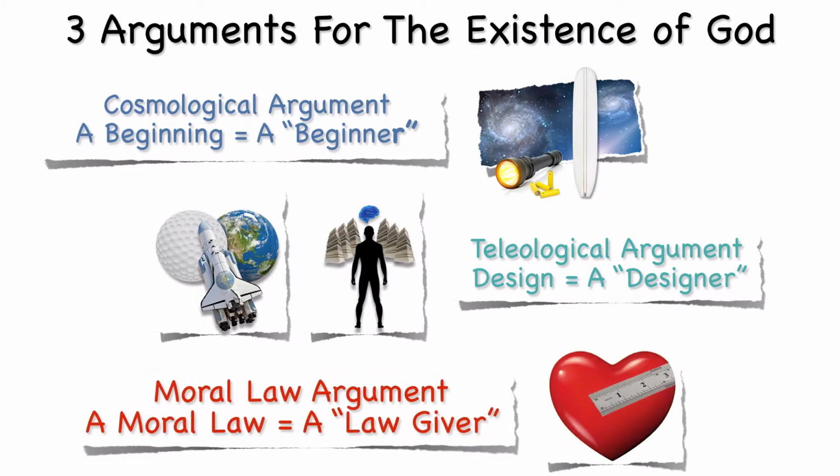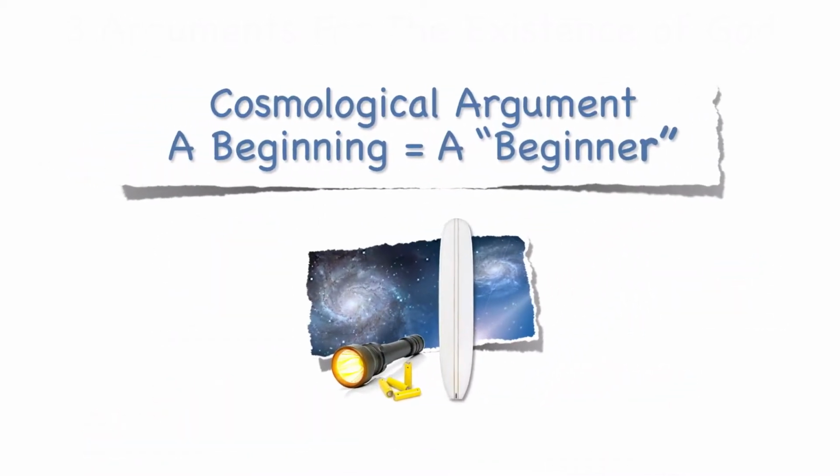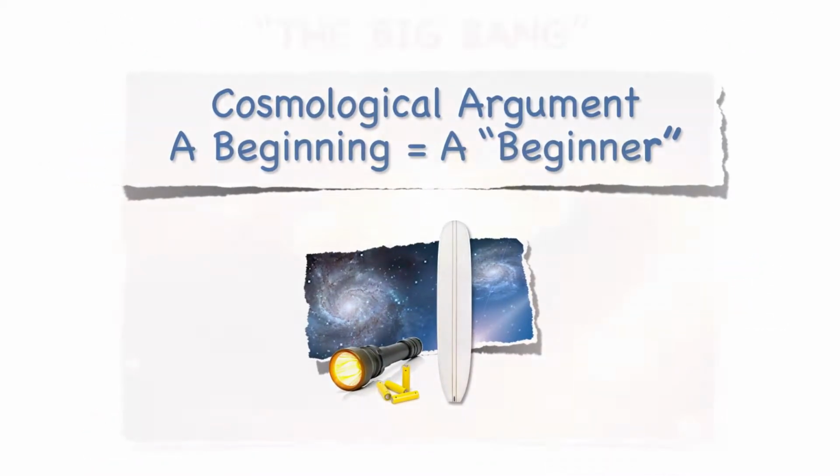And lastly, the moral law argument tells us that since we all have a moral law within our hearts, some call it conscience, that enables us to know right from wrong, someone must have put it there. There must be a moral law giver. We are presently looking at the first argument, the cosmological argument.